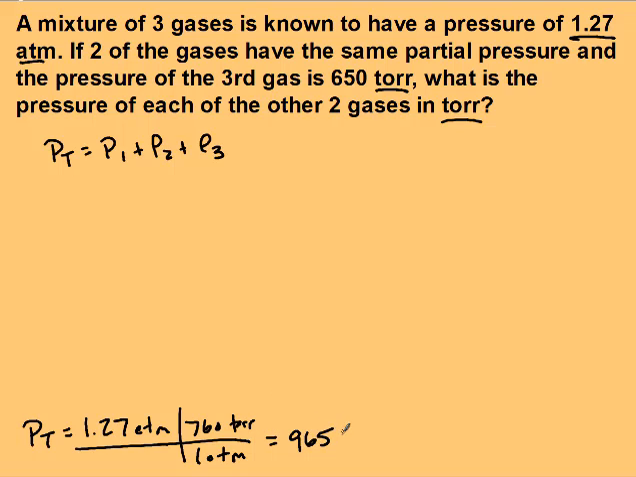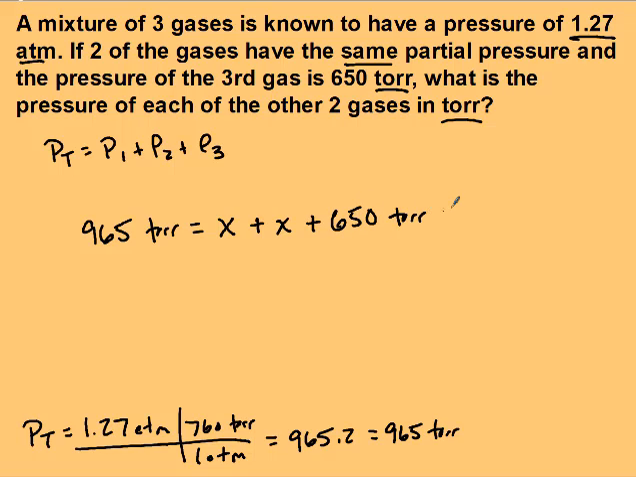That gives you 965.2, or just 965 torr. So that was your total pressure. Reading it along, it says 2 of the gases have the same partial pressure, but we don't know what those partial pressures are. So if you think back to math class, we usually represent an unknown with x. They're the exact same value because they have the same partial pressure, so I have x plus whatever this third gas is, which is 650 torr.